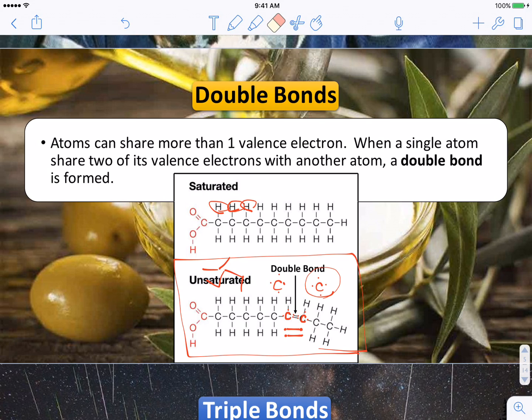If there's one double bond, it is called a monounsaturated fat. So if you look at a food label, you'll see this. If you have more than one double bond, it is called polyunsaturated.